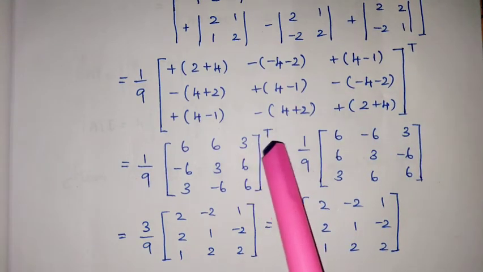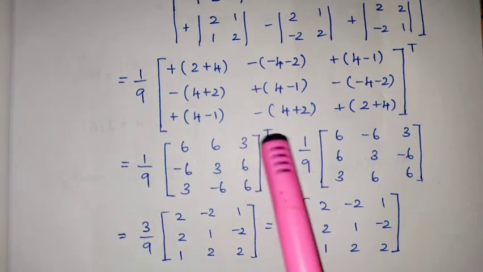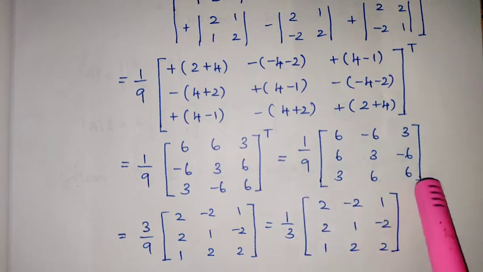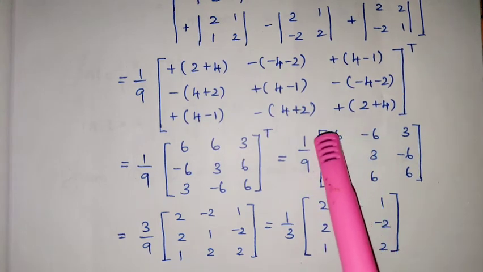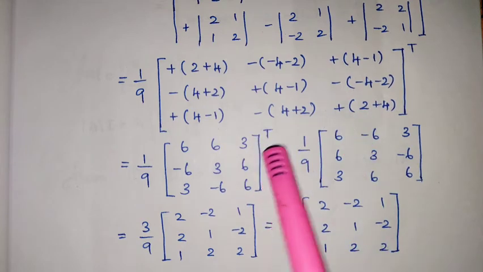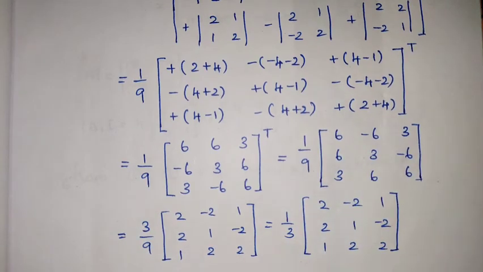And you have to find the transpose, so this is 1 by 9, isn't it? 1 by 3, the whole square is 1 by 9. Now you have to find the transpose, so transpose is written here. You can stop here itself, but still you can see all the elements are multiples of 3, isn't it? So I can take a 3 outside. So taking the 3 outside, it becomes 3 by 9, 2 minus 2, 1, 2, 1 minus 2, 1, 2, 2. So cancelling the numerator and denominator, 1 by 3 and the remaining. So this is the adjoint of the given matrix.